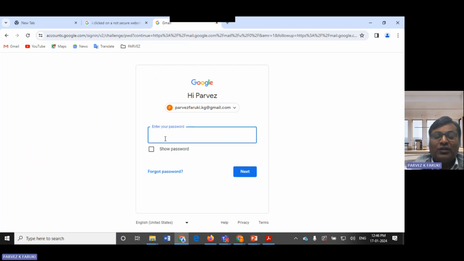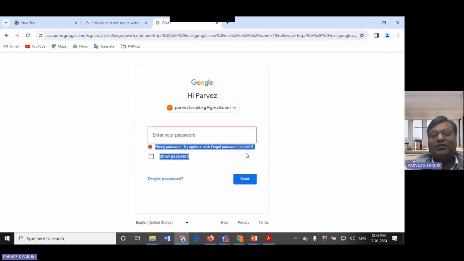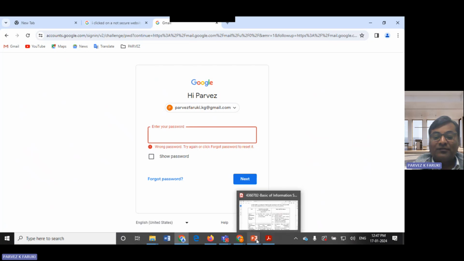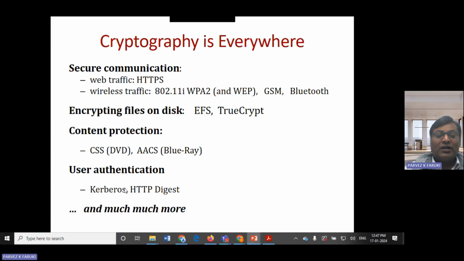If I authenticate myself with some wrong information, say I type in something which is not correct, which is not stored, then you'll always see that your information is not correct. When you don't provide the correct password, you won't be able to log in. So Kerberos is an authentication protocol. Then there are message digests and a lot of other information that you need to look at.